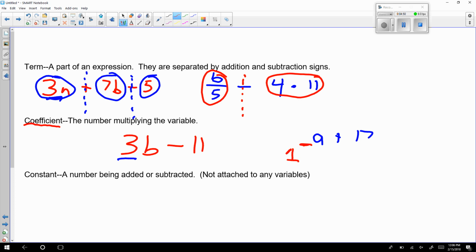Okay? Lastly, we have a constant. A constant is a single number being added or subtracted and has no variables attached to it. So in 3x minus 2y plus 4, the constant is just the 4. It's being added, it has no variables, that is our constant. You will need to be able to identify these on the test.